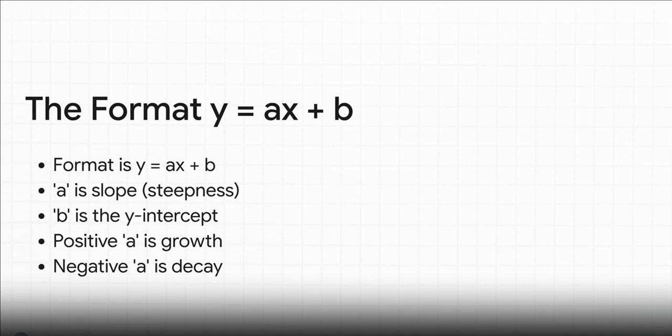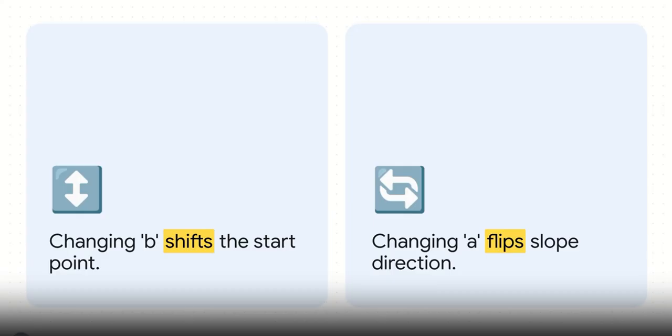And just like we saw with the taxi and the water tank, if a is positive, our line angles upward, meaning growth. If a is negative, it angles downward, meaning decay. Now, imagine tinkering under the hood of these parameters. If we keep our slope a identical at 2, but we change our starting point b from 1 to 5, we don't actually change the angle of the line at all. We literally just shift the entire line straight up the y-axis. We create perfectly parallel lines.